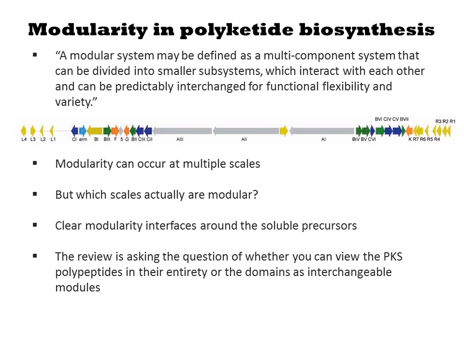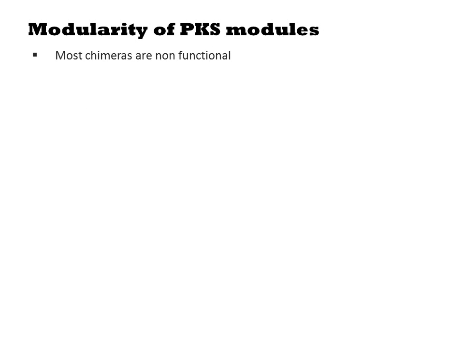This review is asking about the domains and modules. Are those interchangeable too? Most attempts to make chimeric PKS designs have resulted in low or no yield of the chimeric product, though there are successful examples. It's usually not a folding problem. The modules themselves tend to retain structural and functional integrity as standalone proteins.